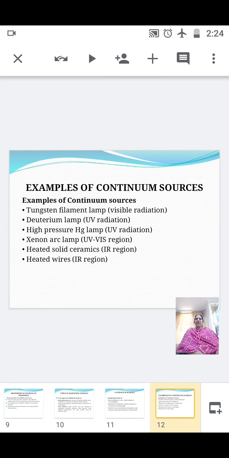So some of the examples of continuum sources are: tungsten filament lamps, visible radiation; deuterium lamp, UV radiation; high pressure mercury lamp, UV radiation; xenon arc lamp, UV and visible region; heated solid ceramics, IR region; heated wires, IR region. So these are the examples of continuum sources.